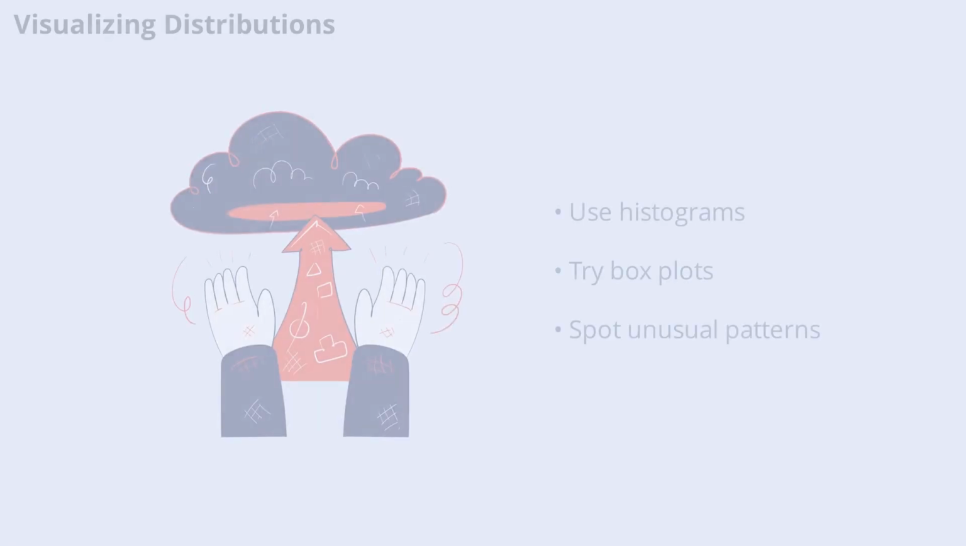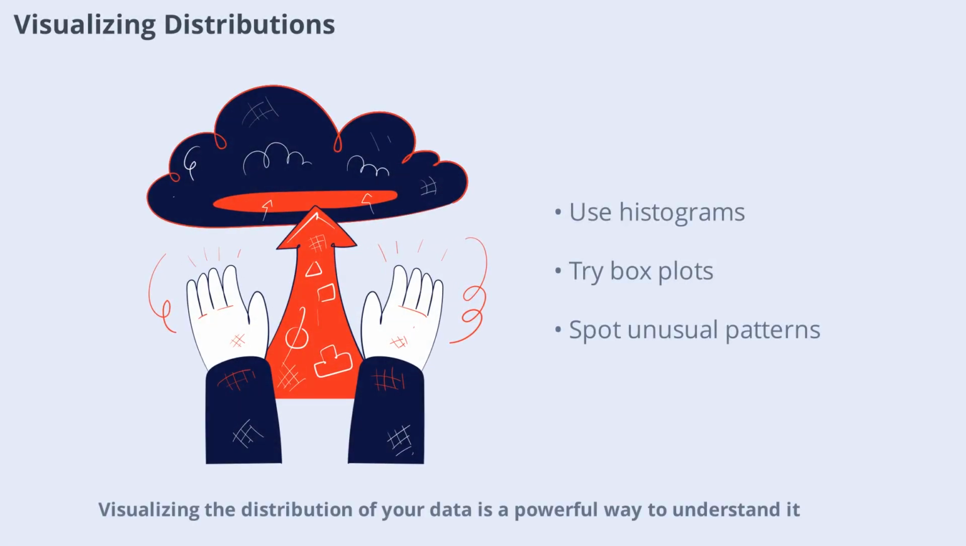Visualizing the distribution of your data is a powerful way to understand it. Histograms, box plots, and density plots can show you how your data is spread out, where most values fall, and if there are any unusual patterns. Visualization makes complex data easier to interpret and helps you spot issues quickly.